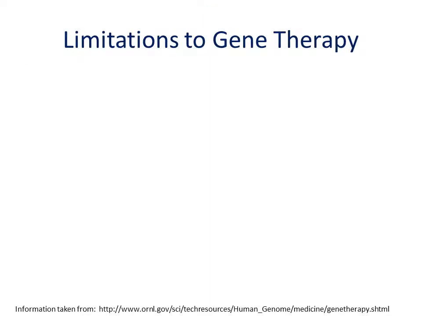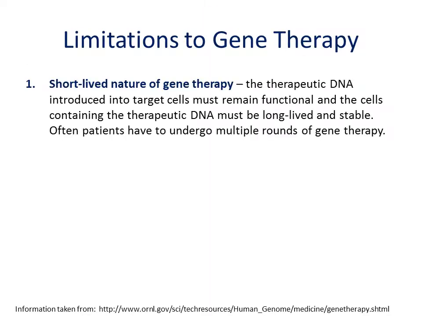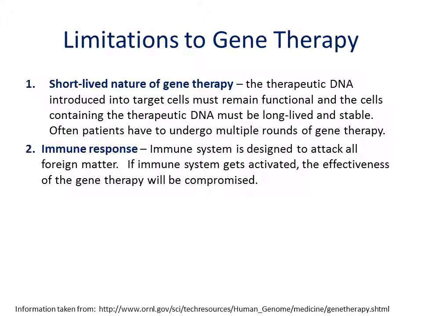There are several limitations to gene therapy, the first of which is that these types of therapies are not permanent, but rather short-lived. You have to keep reintroducing the therapeutic DNA into the appropriate cells, and depending upon the lifespan of the cell, you might have to do numerous treatments for a particular patient. These types of therapies can mount immunological responses. If you activate the immune system, then obviously this type of therapy will not be effective.